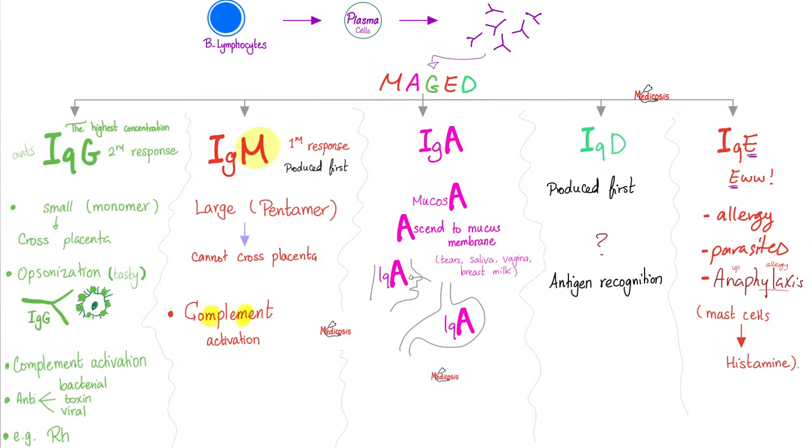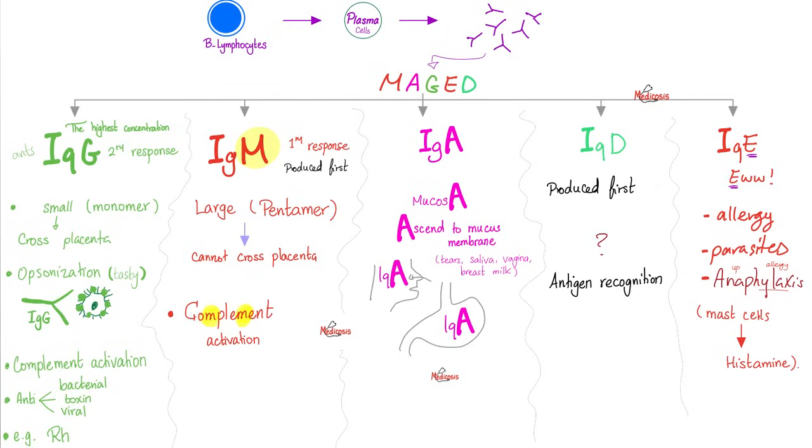And we talked about this in a separate video in my hematology playlist. IgM, primary response, produced first. Remember MD? Yep, the naive B lymphocyte was a doctor. M and D, produced first. It's very large. How many pieces? Five pieces. Pentamer. Oh, that's very large. It cannot cross the placenta, but it's very good at complement activation.